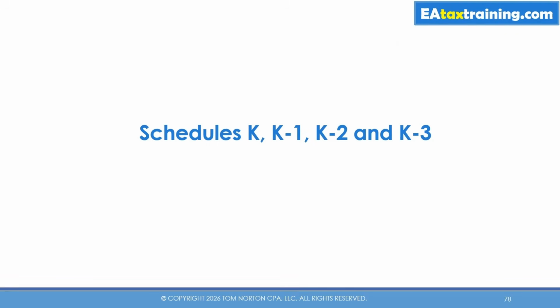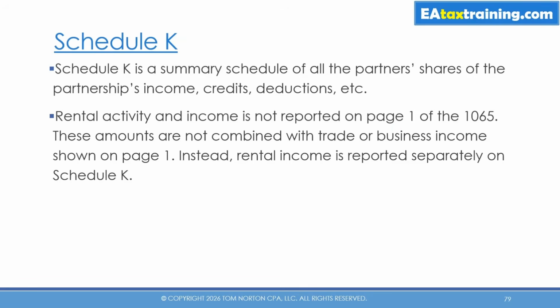Now let's talk about Schedules K, K-1, K-2, and K-3. Schedule K is a summary schedule of all the partners' share of the partnership's income, credits, deductions, etc. So on the 1065 itself, you have a Schedule K, and we'll show it to you here in a minute. But it's going to show for the entire partnership all of their income, all of their expenses, whether they are ordinary business income and expenses or they are separately stated business income and expenses. It will all be shown on Schedule K.